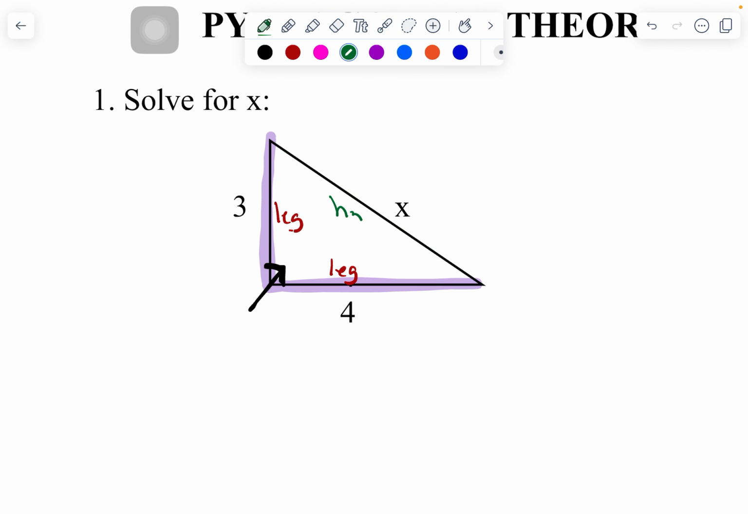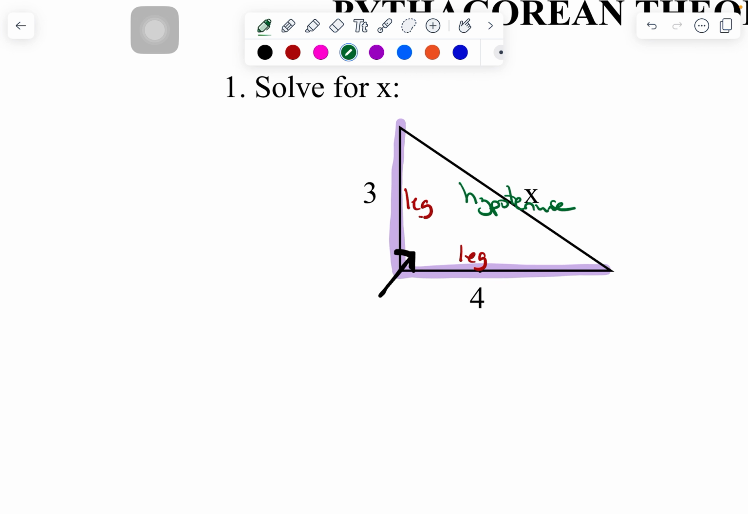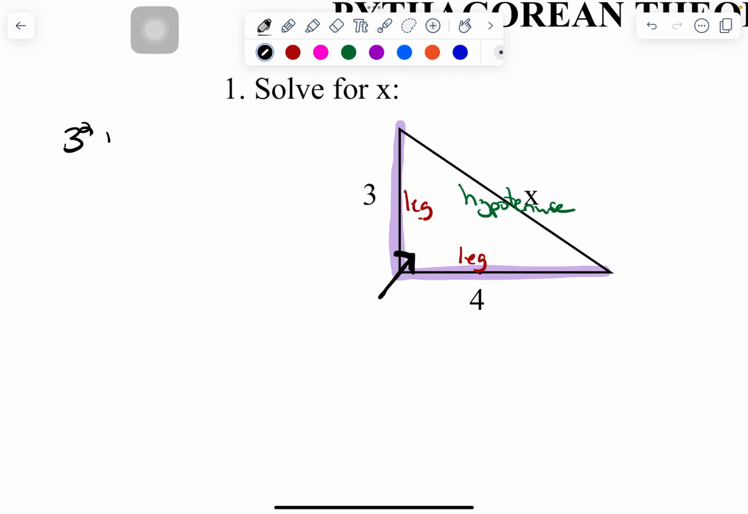And I'm going to spell that out, I think. Yes, hypotenuse. Now, what does this mean in terms of our equation? Leg squared plus leg squared equals hypotenuse squared. So this is going to be 3 squared plus 4 squared equals x squared. Now, whether you put the 3 first or the 4 first will not matter in the slightest.